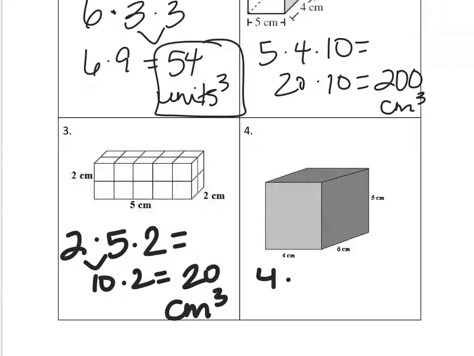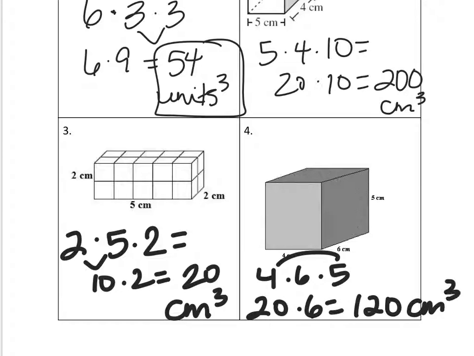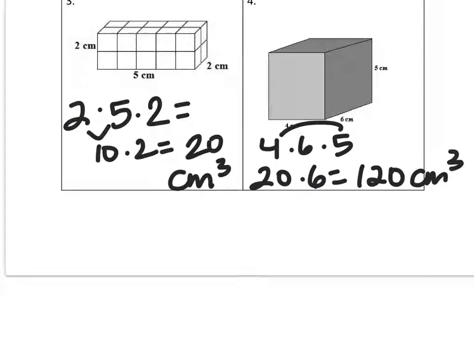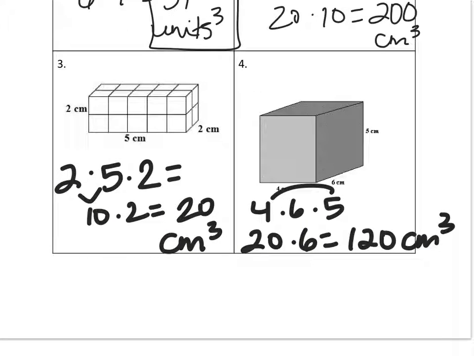And the last one, 4 times 6 times 5. Well, 4 times 5 is 20, times 6, which is going to be 120 cubic centimeters. And that's it for your notes. Short, sweet, to the point.